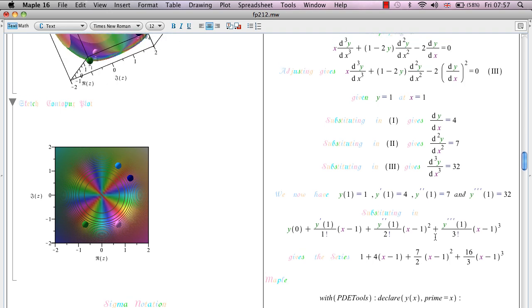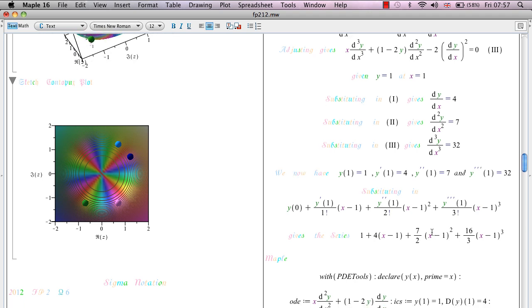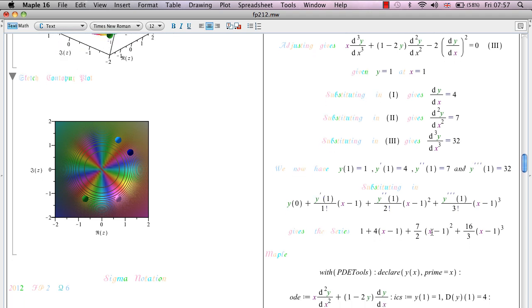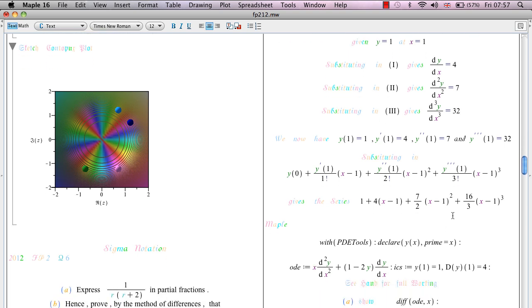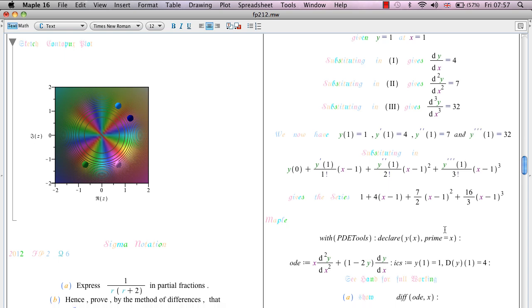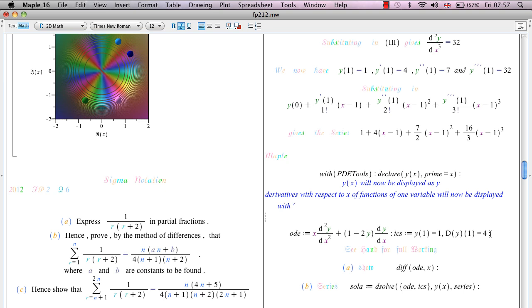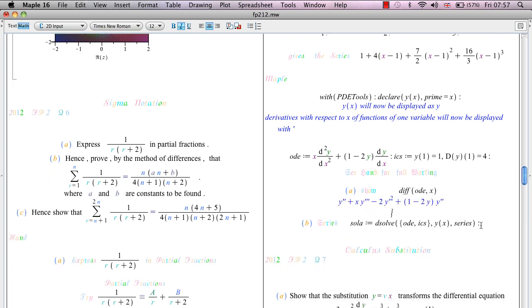So given these values, adjusting Maclaurin's theorem to x minus 1 and substituting our results to x minus 1 cubed gives the series required. So the series in B.